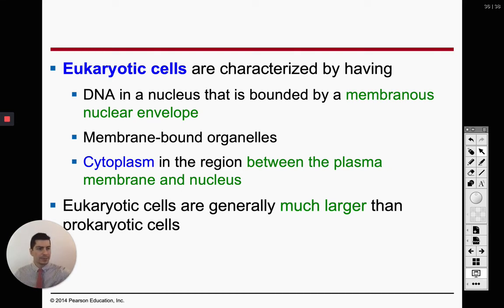Okay, difference between them and eukaryotic cells. Eukaryotic cells, you guys know, have a nucleus, have a nuclear envelope, okay? They also have the cytoplasm, just like the prokaryotic cells. Difference between them, though, in this cytoplasm, we're going to have all those organelles in it.